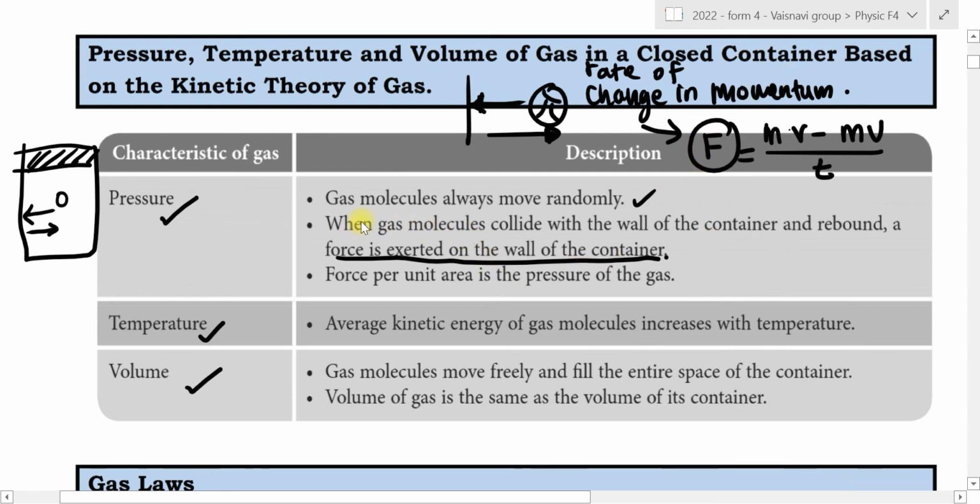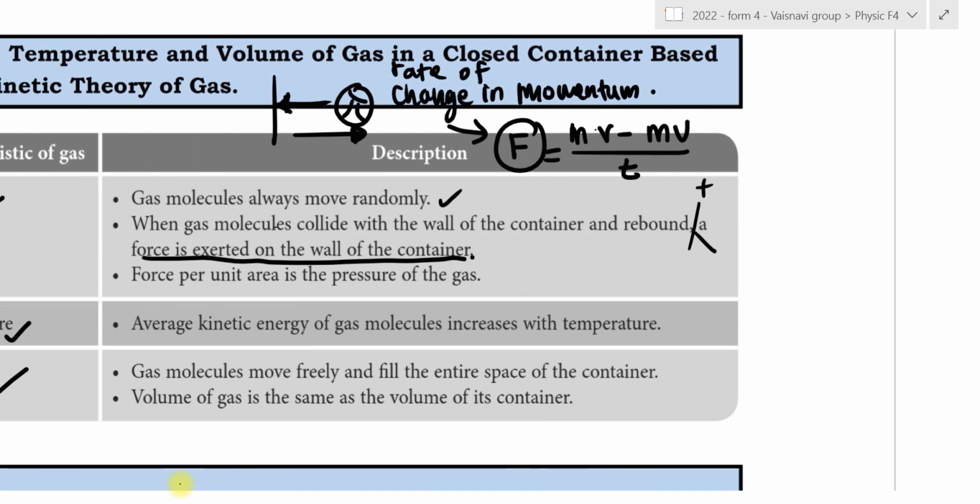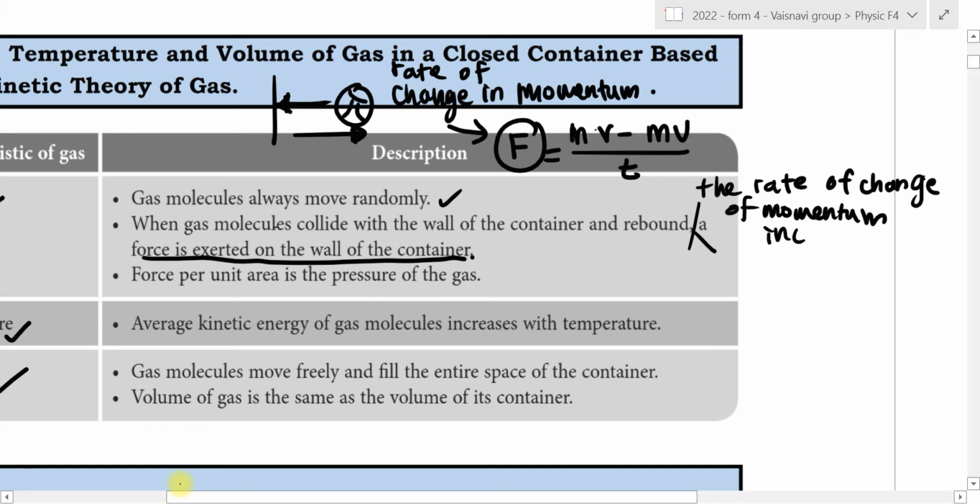So yes, we can study and memorise this, but we need to understand it. So when a gas molecule collides with the wall of the container and rebounds, I want to add one more point to make it clear. The rate of change of momentum, because if it hits somewhere and its direction changes, the rate of change of momentum increases. Okay, so force is exerted on the wall.